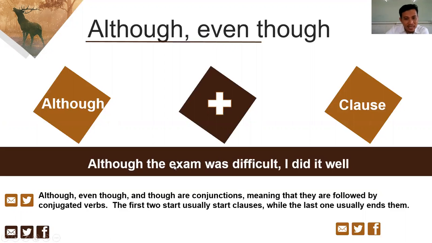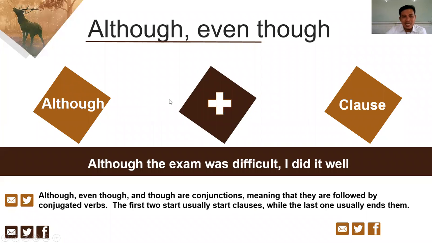The exam was: "was" is a verb because it's an auxiliary verb, and difficult is an adjective. So this clause has a subject and predicate, so we can use although in this sentence. Here you can use although, even though, or though, which is very common too. Although and even though are conjunctions, kata penghubung, meaning that they are followed by a conjugated verb. The first two usually start clauses, while the last one usually ends them.